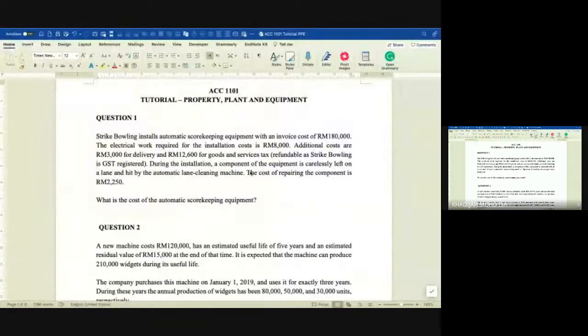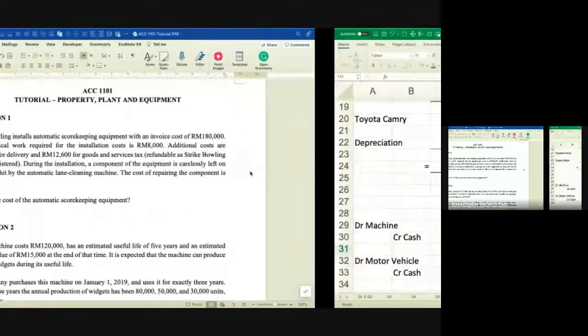191,000, which is made up of 180,000, the invoice cost, plus the installation cost 8,000, and plus your delivery cost of 3,000. What about your GST? The amount of GST paid for an asset is actually not a cost, because that is what you pay to the government for the asset. So that GST or any tax that you pay is not included in the price of the item that you purchase or the asset.